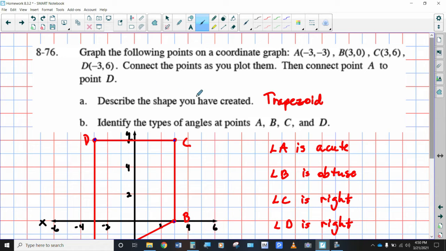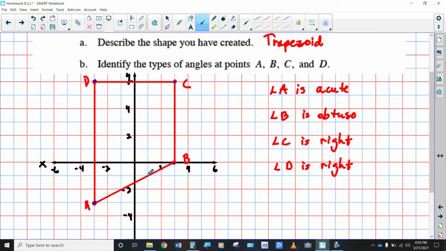Describe the shape that we've created. Okay, well, that's a trapezoid. Trapezoids are quadrilaterals. That means they have 4 sides, and 2 of the sides are parallel to each other. So since these are the sides that are parallel to each other, those would be considered the bases of the trapezoid. But this problem isn't about finding the area. This problem is about something else.